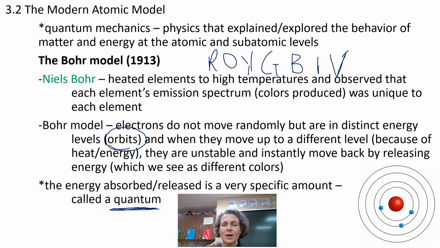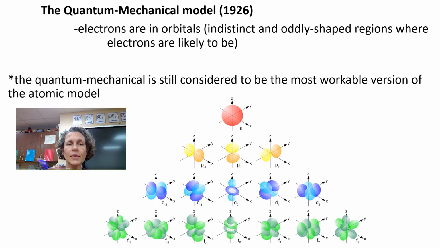But anyway, instead of the randomness of the electrons that we saw with Rutherford's drawing a few slides ago, Bohr's model has very distinctive, very organized looking energy levels.